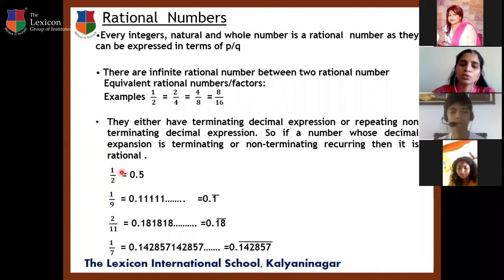Here you all know that 1 upon 2 is equal to 0.5. And if you are going to represent 1 upon 9 in decimal form, it will be 0.111. It will not stop. I'll show you that division, the proper division, the long division method of dividing one number by another, which you have already learned from 5th standard.